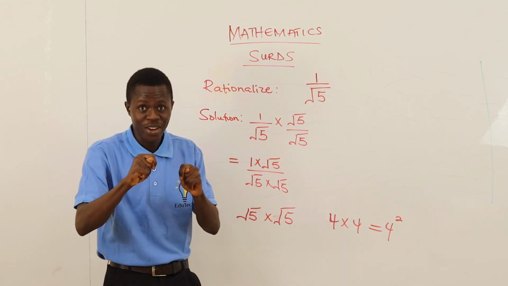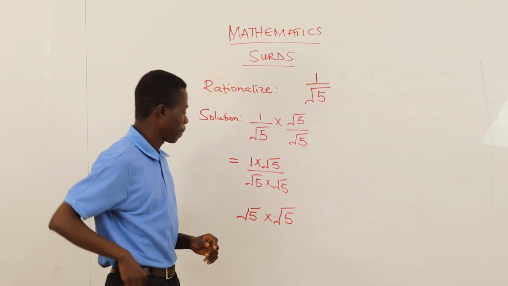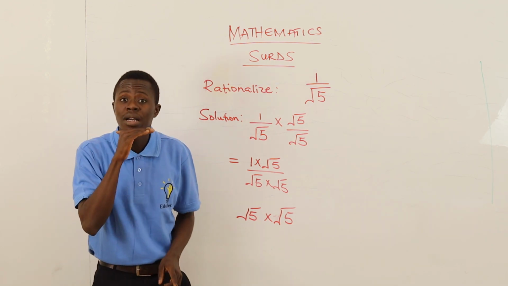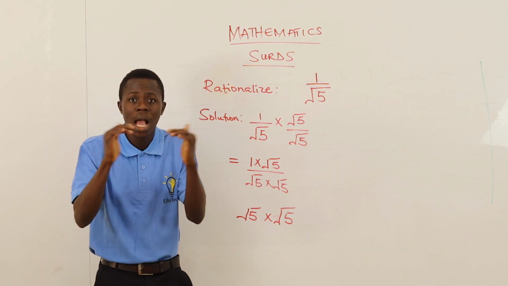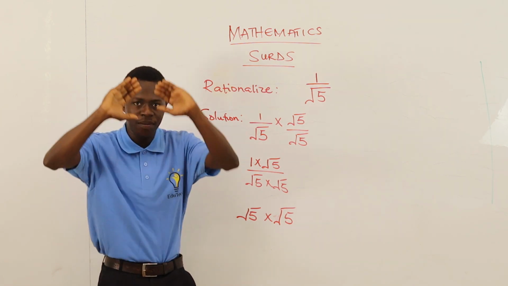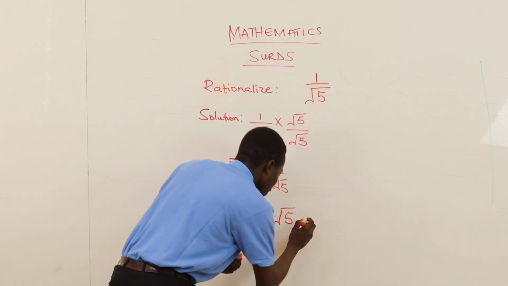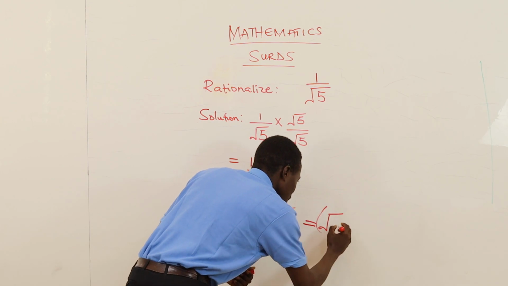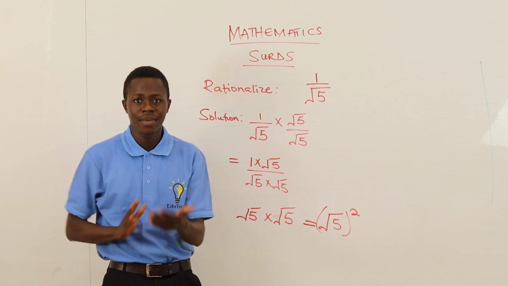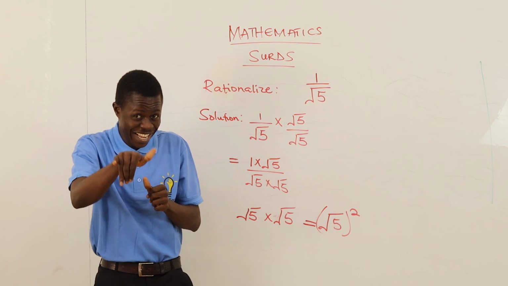In a similar manner, let's apply that to square root of 5 multiplied by square root of 5. With this one, we realize that they are the same surds. So this means that our answer will be equal to, try. Yes, square root of 5 all in one bracket raised to the power 2. This is right. So we are on the right path.